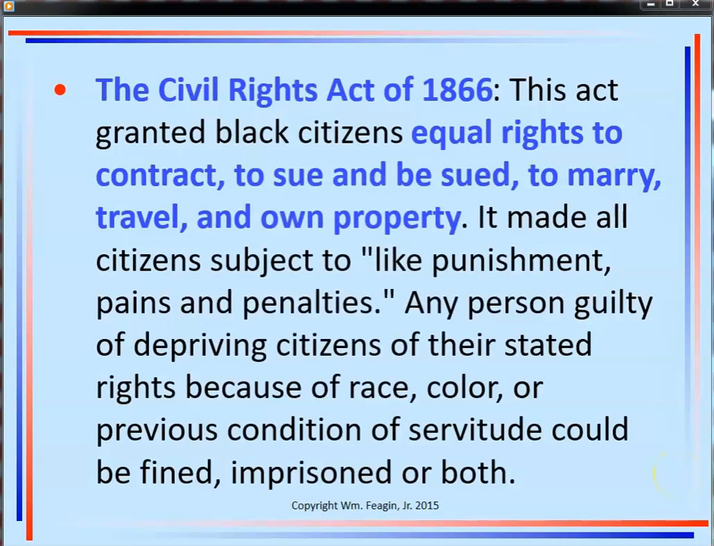1866 Civil Rights Act. This legislation granted black citizens equal rights to contract, to sue and to be sued, to marry, to travel, and to own property. It may be hard for you to imagine in 2019 that there was a time in our history, at least in some places in this country, where African Americans could not even get married, or they couldn't enter into contracts, or they couldn't sue someone, or even be sued by someone else. So this legislation made it so that all citizens are subject to like punishment, pains, and penalties. Any person guilty of depriving citizens of their stated rights because of race, color, or previous condition of servitude could be fined, imprisoned, or both.